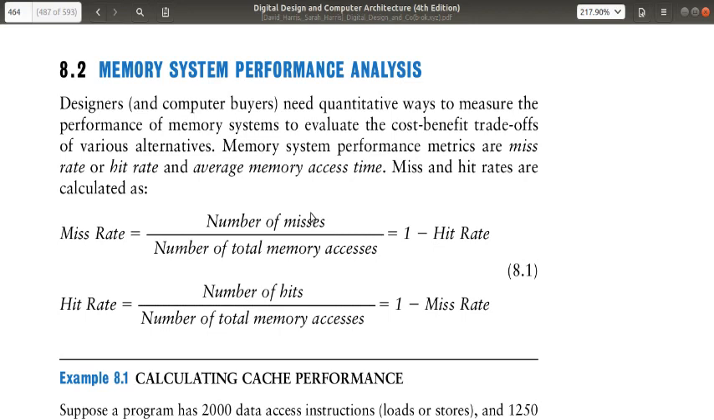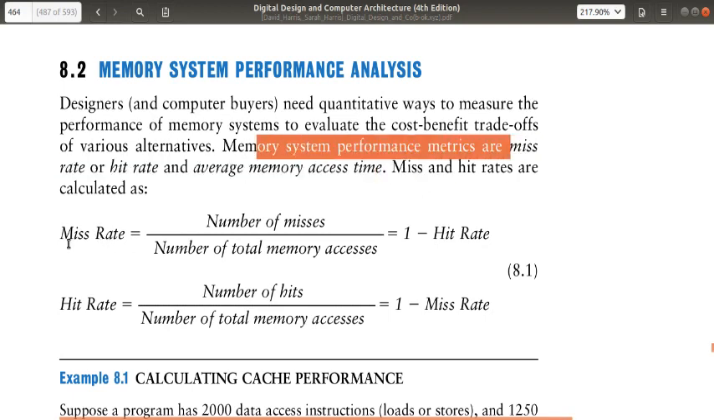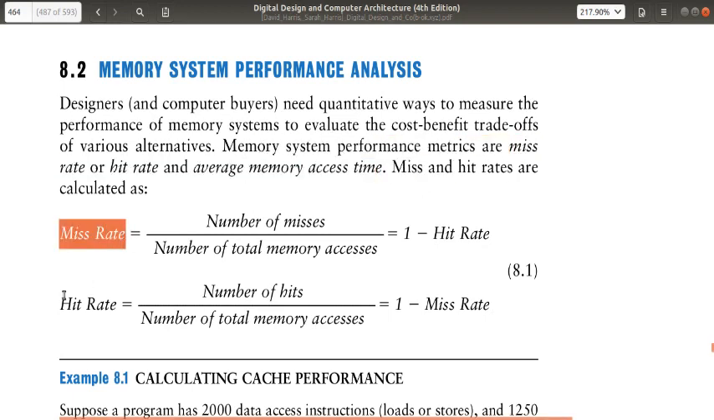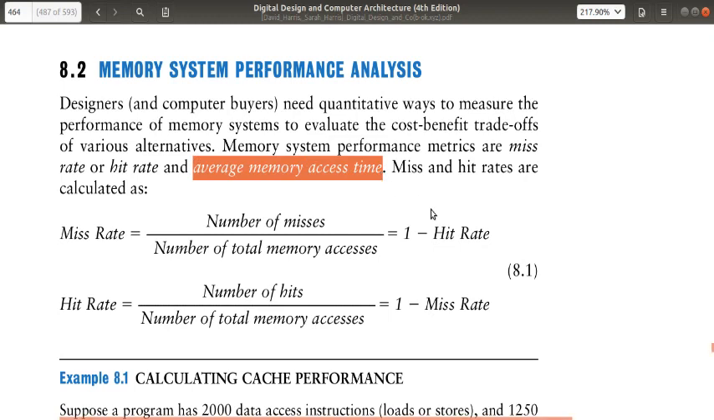Okay, so moving on. Now let's see how we can analyze the performance of a memory system. For that, we use certain terms. The first one being miss rate, the second one being hit rate, and the last one being average memory access time.